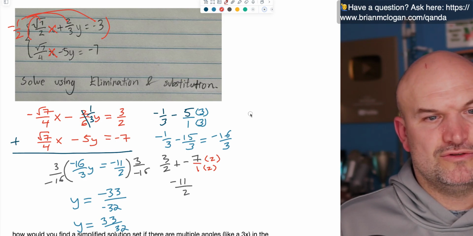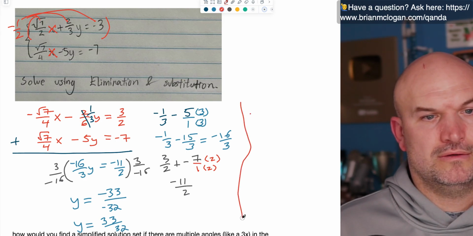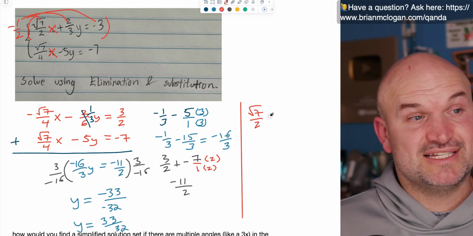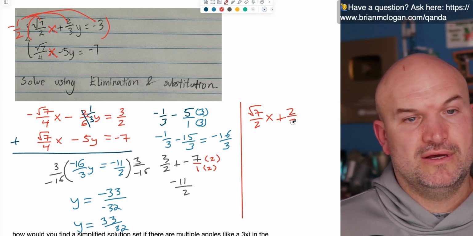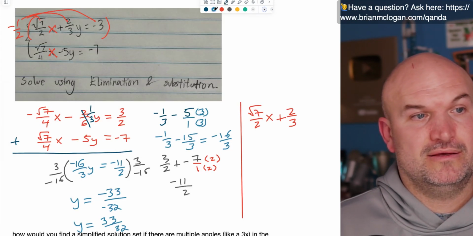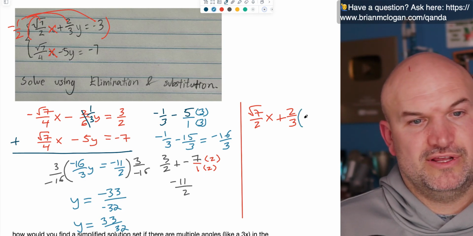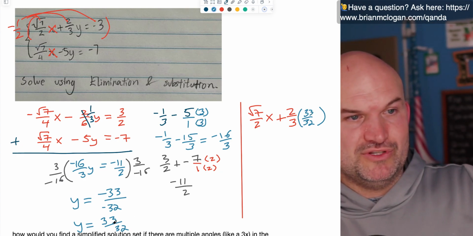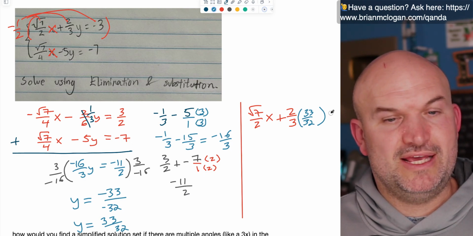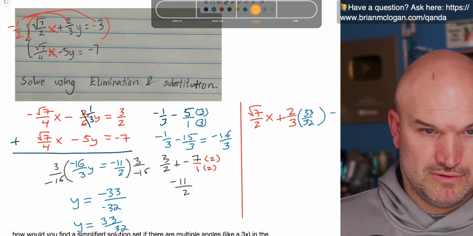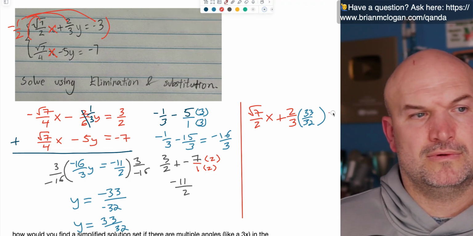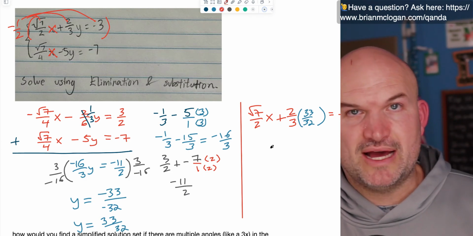So I'm going to have, let's draw a line here. So I have a square root of 7 over 2 x plus a 2/3. Now I'm going to insert this 33 over 32. That's what my y is equal to, right? Rather than using y, I'm using this value. And then that equals a negative 3. Okay, so now let's just solve for x.